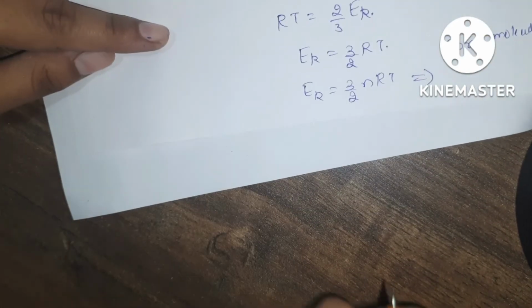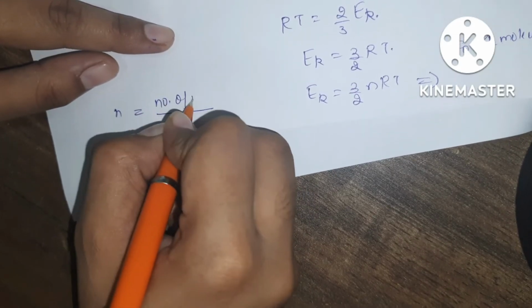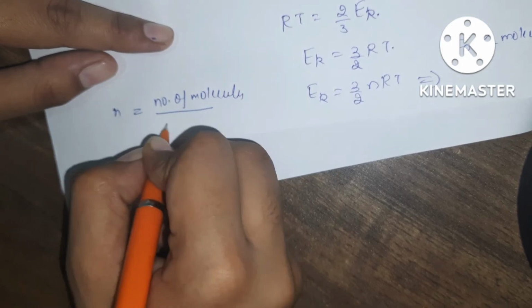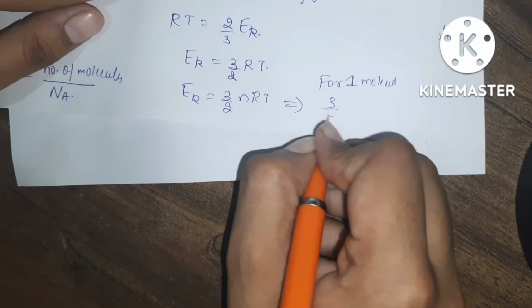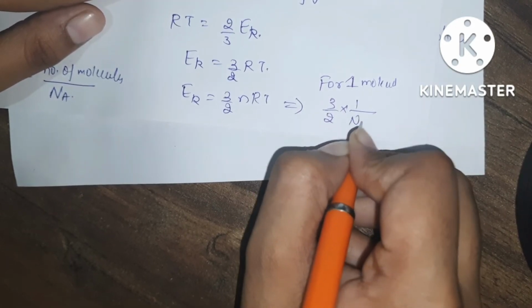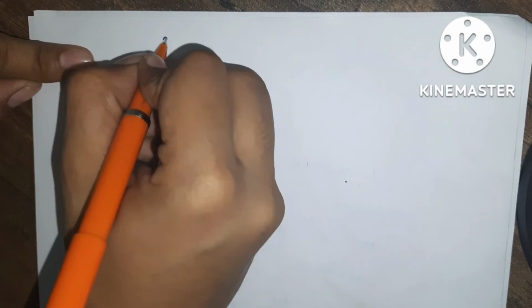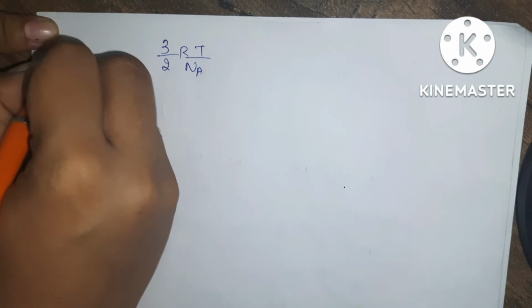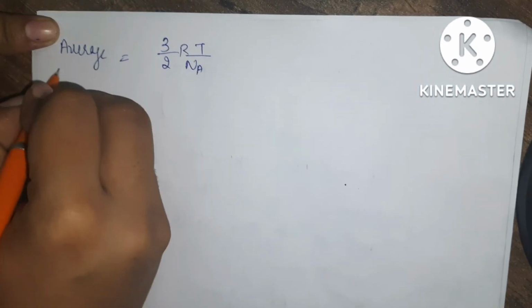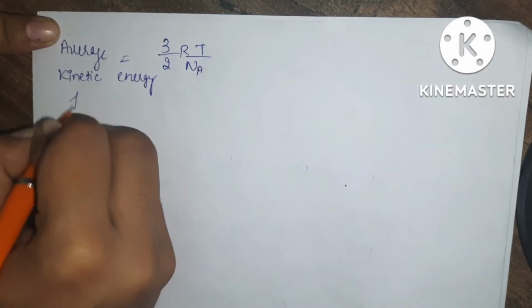how can we calculate the number of moles for one molecule? n is equal to number of molecules divided by Avogadro number. So I am taking one molecule, so 3 by 2 into 1 by Avogadro number into R into T. Okay, so I have 3 by 2 RT divided by Na. This is the average kinetic energy for one molecule.